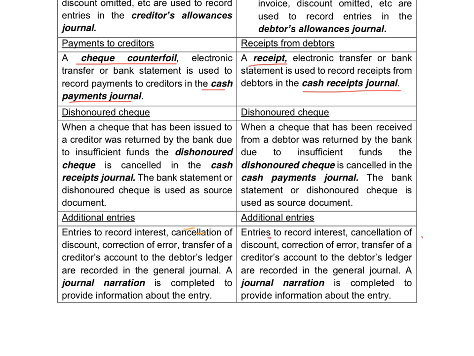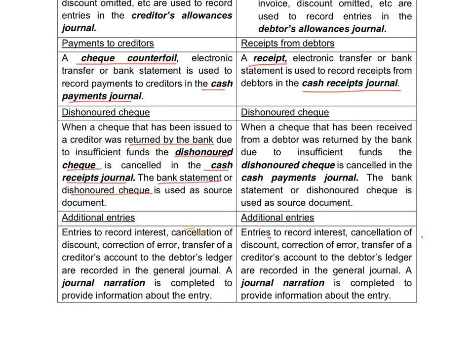A dishonored check, if we give a check to a creditor and the check is returned by the bank because we don't have enough money in the bank, this dishonored check must be cancelled in the cash receipts journal, because the original check was recorded in the cash payments journal. So if we want to cancel it, it must be cancelled in the cash receipts journal. And we will use the bank statement or this dishonored check as a source document to record this entry.